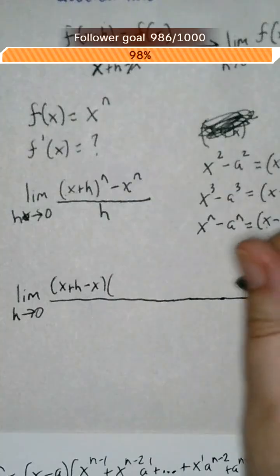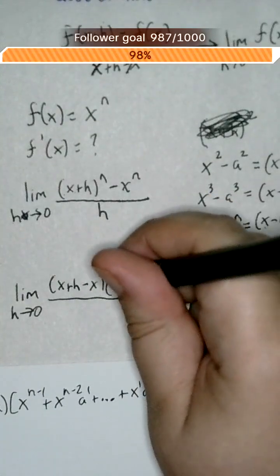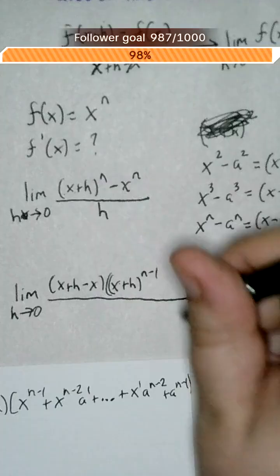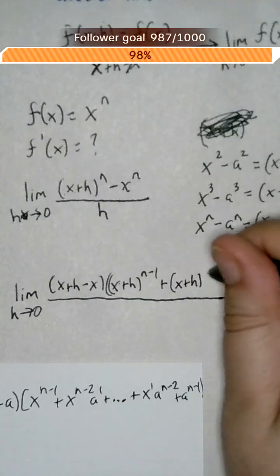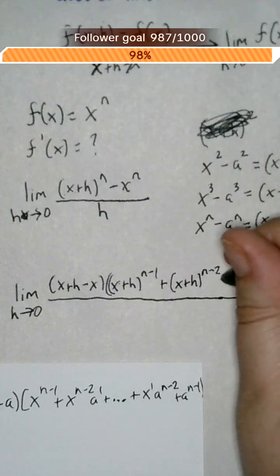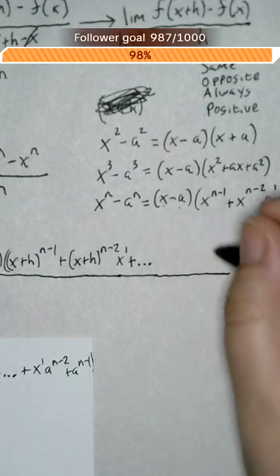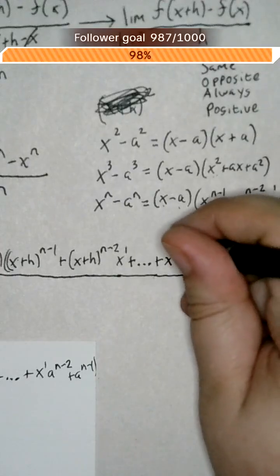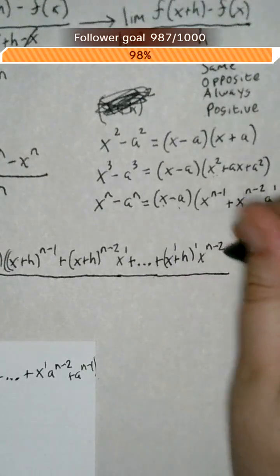And then I have x to the n minus 1. Remember, this is my x. So it's going to be x plus h to the n minus 1, plus x plus h to the n minus 2 times x to the first, plus dot dot dot, plus x plus h to the first times x to the n minus 2.